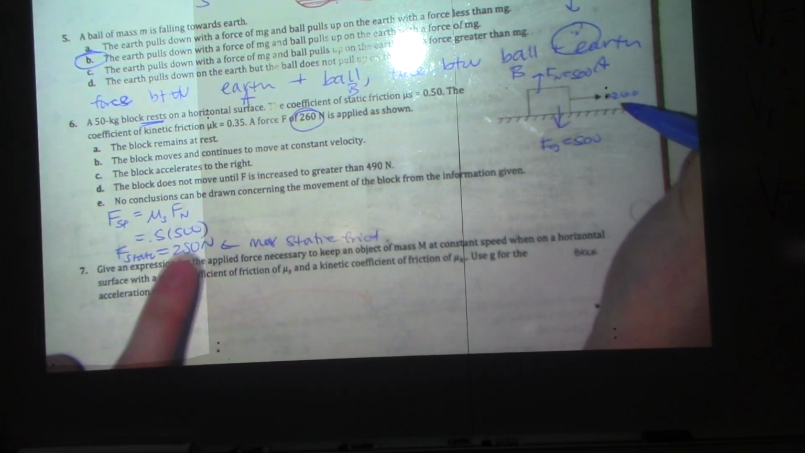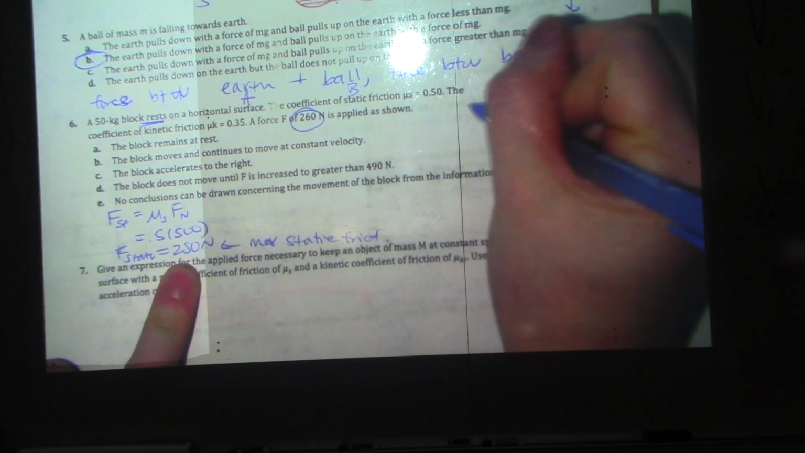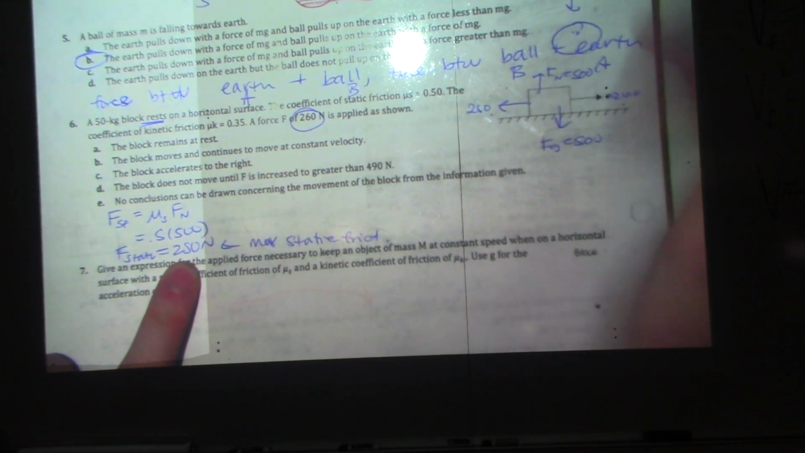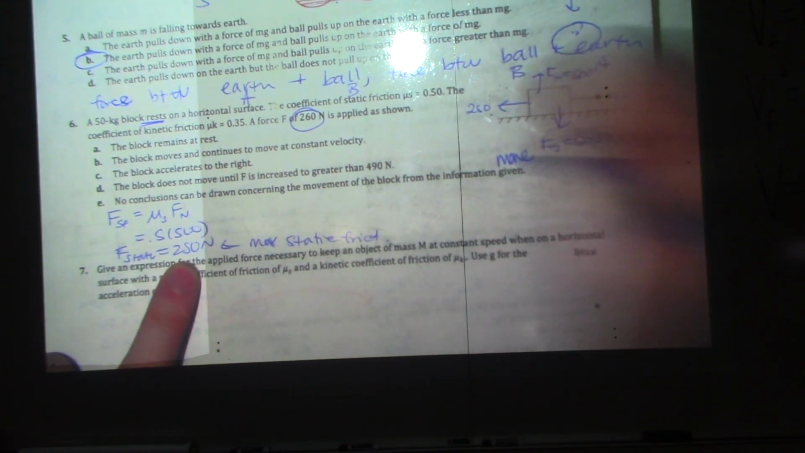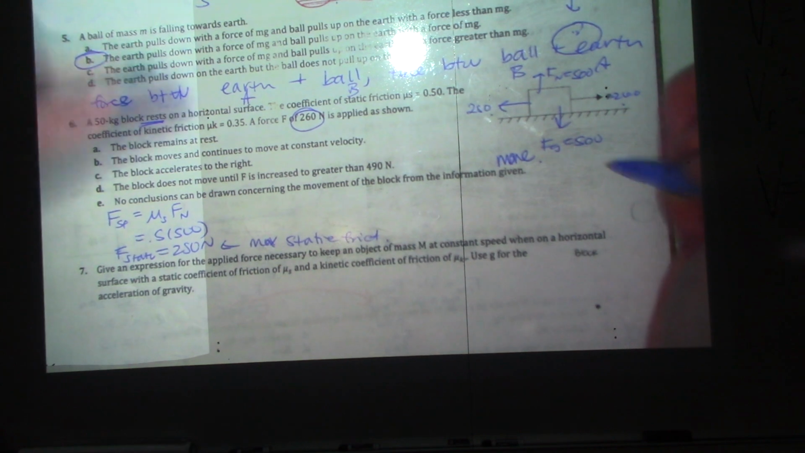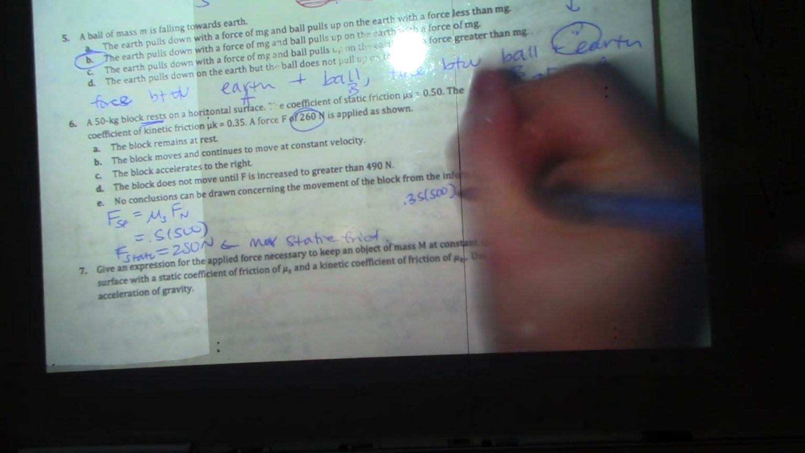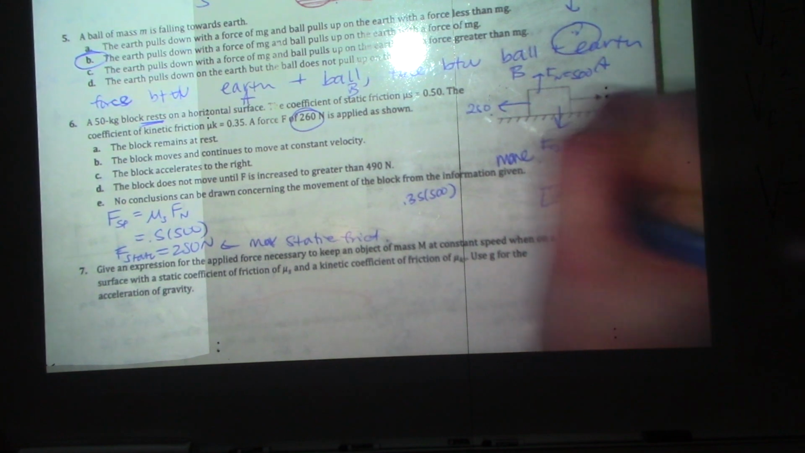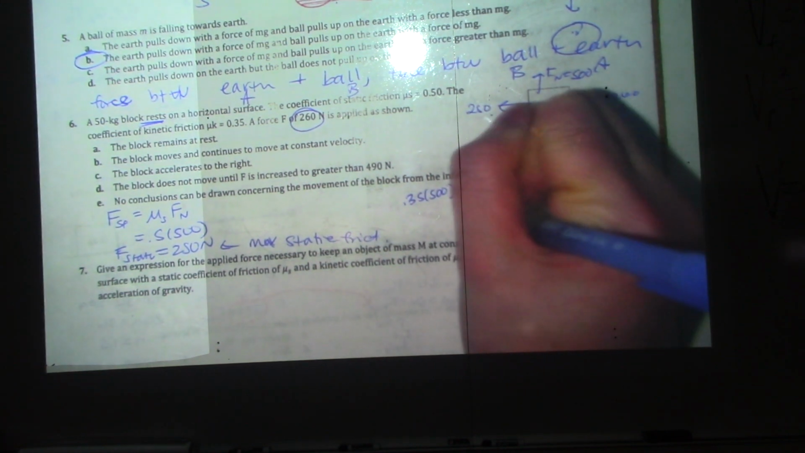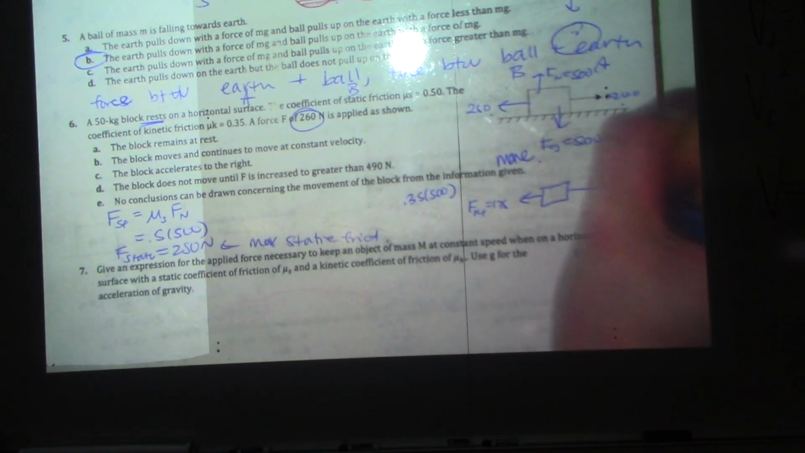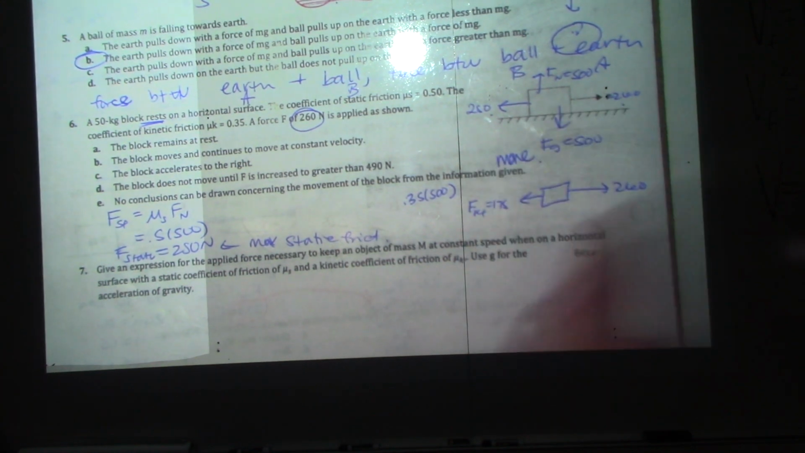I'm pushing it with 260. See how I'm pushing it with greater than the static friction? Well, my static friction can't be more than 250, so that means it's going to move. And then once it moves, it's going to have kinetic friction, which is 0.35 times 500. So that's going to have a kinetic friction force of 175, and still an applied force of 260, so for sure this is going to accelerate to the right.